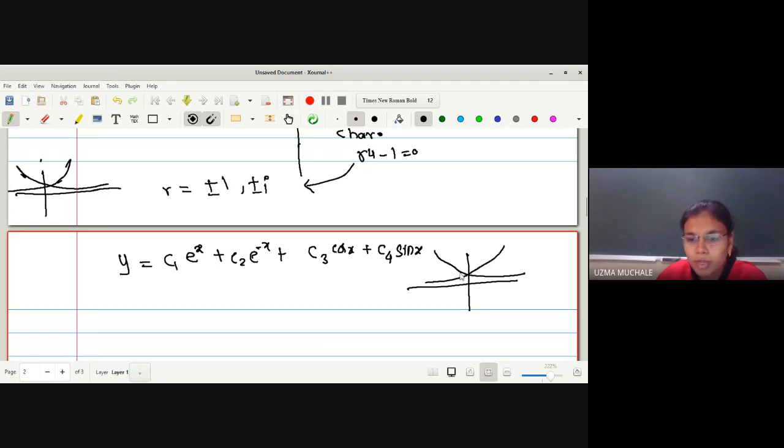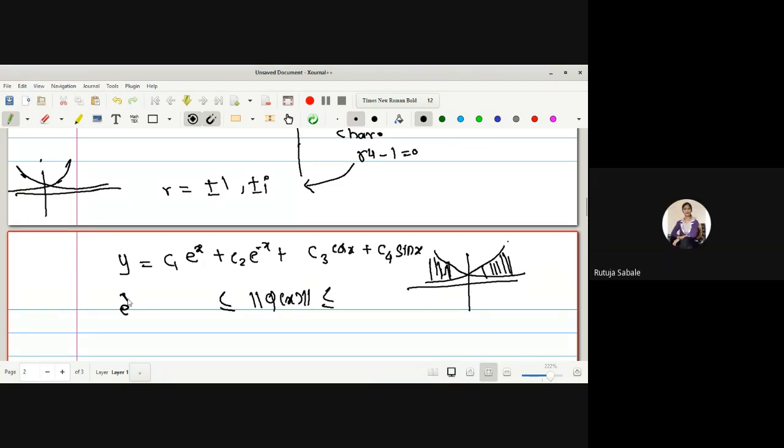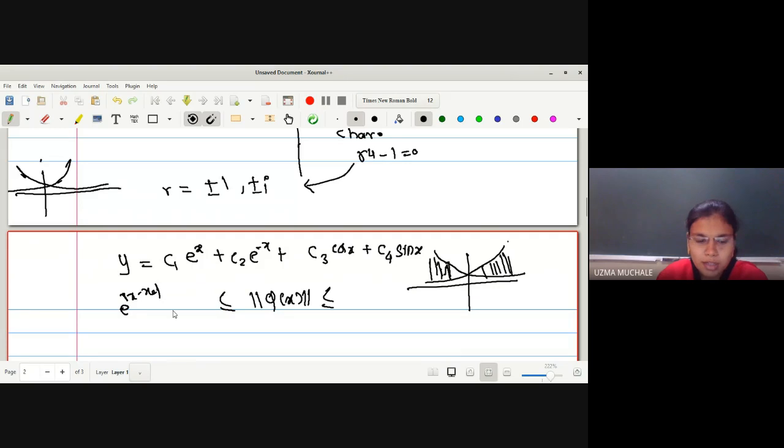And I hope you came across that theorem in which we show that the region of solution for any differential equation is this region within e raised to x and e raised to minus x. Did you do that theorem? Yes, ma'am. Norm of phi of x is less than or equal to norm of phi of x naught times e raised to a mod of x minus x naught.